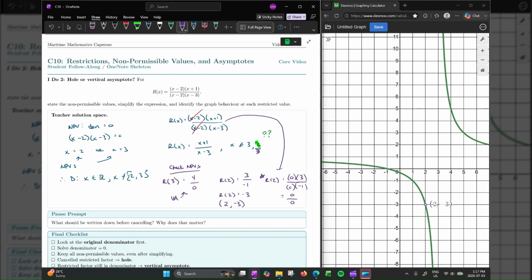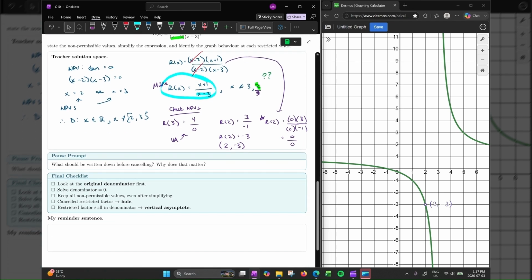Even though this was our middle step, the simplified version of r of x, x plus 1 over x minus 3, 2 is still problematic for that function because the original function had 2 as being problematic. So that's it. You can see the hole there. If anything, in those restrictions, 2 is the more important restriction to note, because we should be able to look at this and say clearly x equals 3 is going to be a problem. But if you had just been given the simplified function, you would have no idea that 2 was a problem. So this graph is nice to show us.